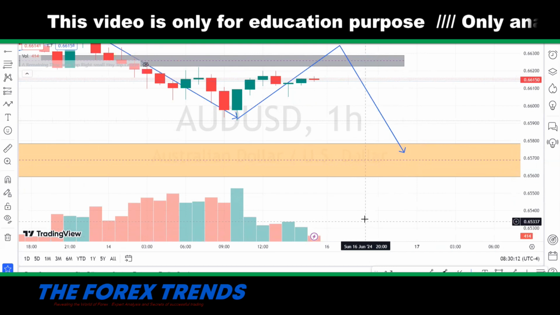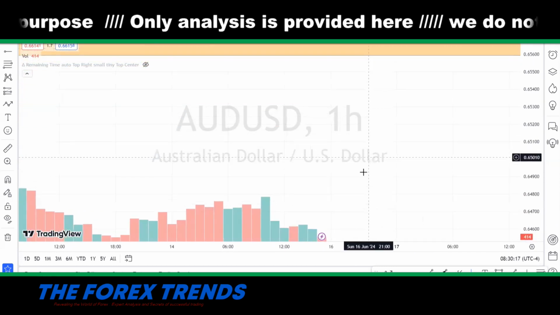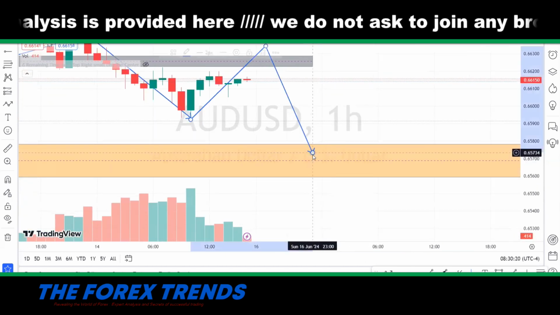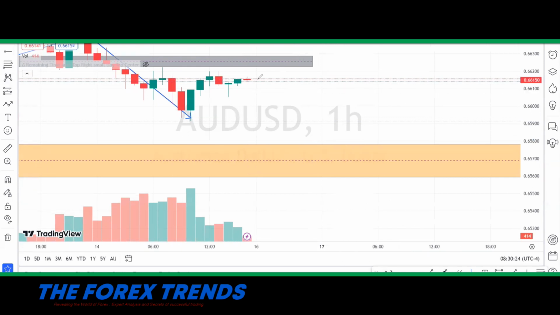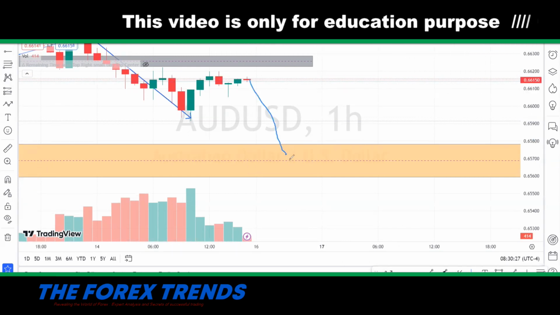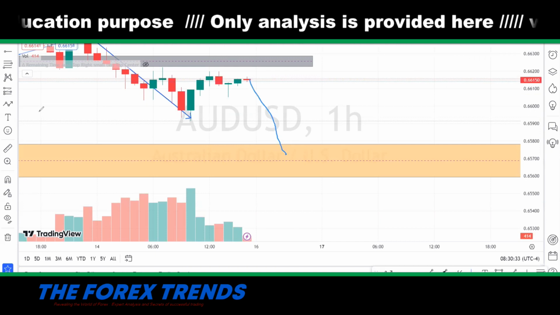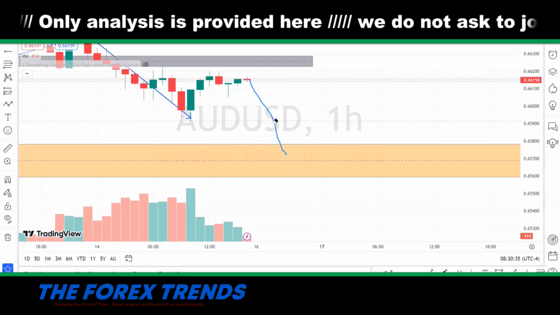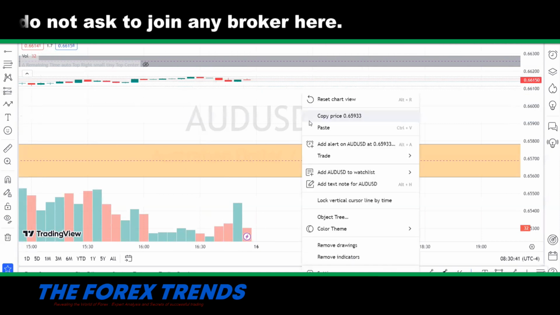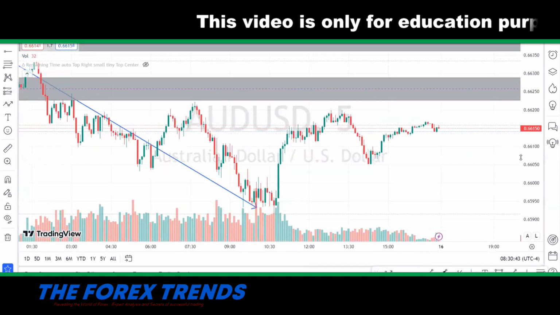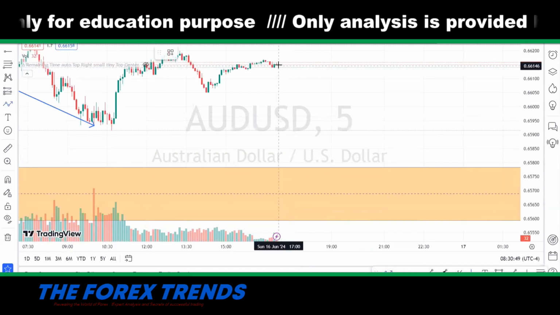But there is need of some evidence of structure in 5 minutes. How can we get the evidence in 5 minutes? Let me show you. Whenever market is approaching this structural support, we will shift our time frame to a smaller time frame, that is 5 minutes or 1 minute or 15 minutes. Now I'm shifting to 5 minutes, and suppose market is approaching this day structural support like this.